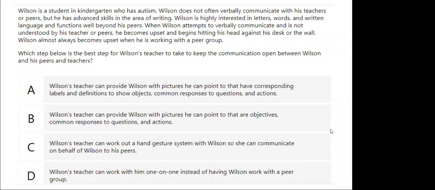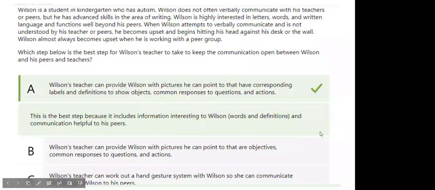All right, the correct answer was A. Wilson's teacher can provide Wilson with pictures he can point to that have corresponding labels and definitions to show objects, common responses to questions, and actions. This is the best step because it includes information interesting to Wilson. Remember, words and definitions, and communication helpful to his peers.